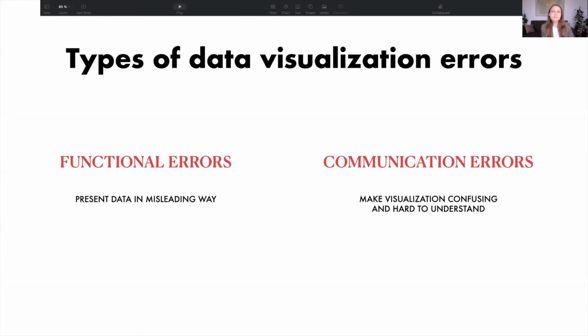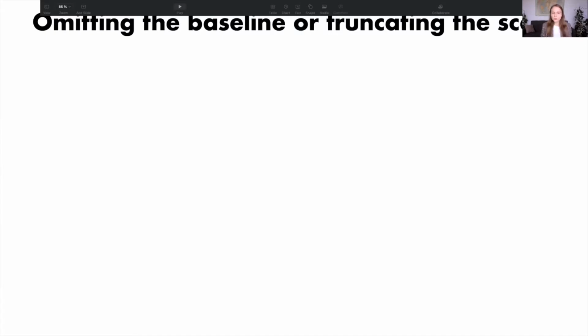Communication errors are not that dangerous, but they are responsible for additional complications that may make a visualization quite confusing or hard to understand. And as a result, it may take much more time for a viewer to get to the main point. So let's start with the functional errors. The most common one that I usually see here and there is omitting the baseline or truncating the scale. And I prepared an example.